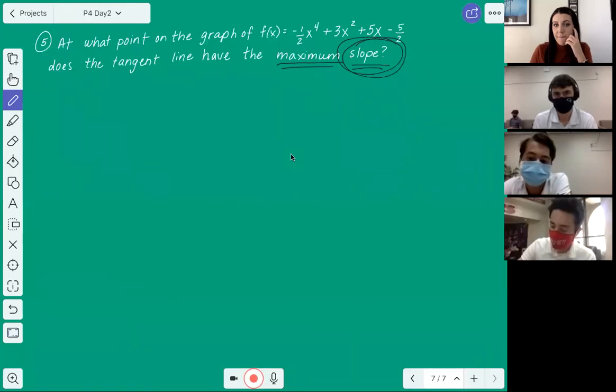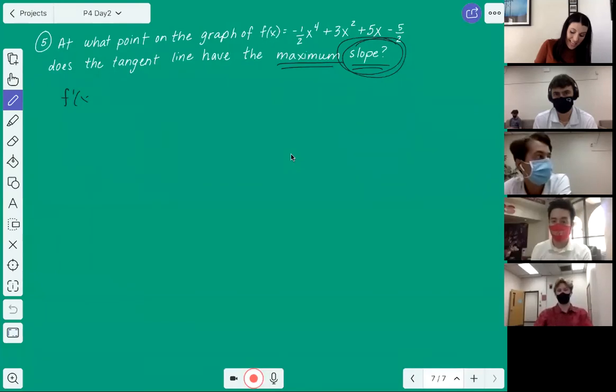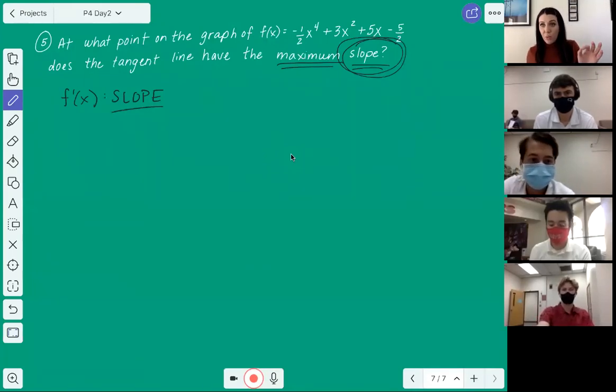Would it be because the derivative of f of x is the slope? Correct. The derivative of f of x is slope. That is the slope equation. So I don't want to know where the slope is 0, which would be what happened if you set the derivative of f equal to 0. I want the maximum slope.